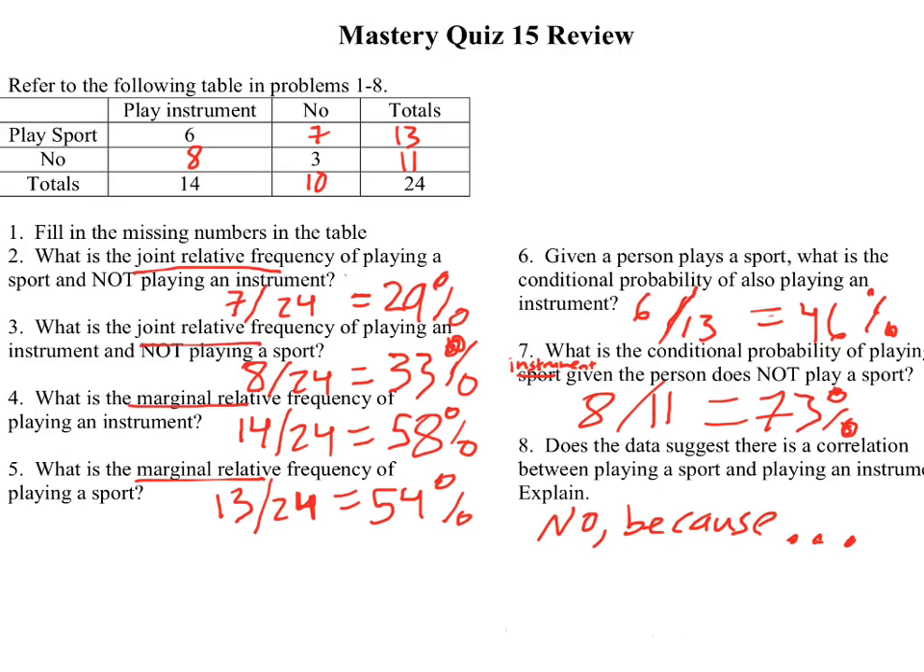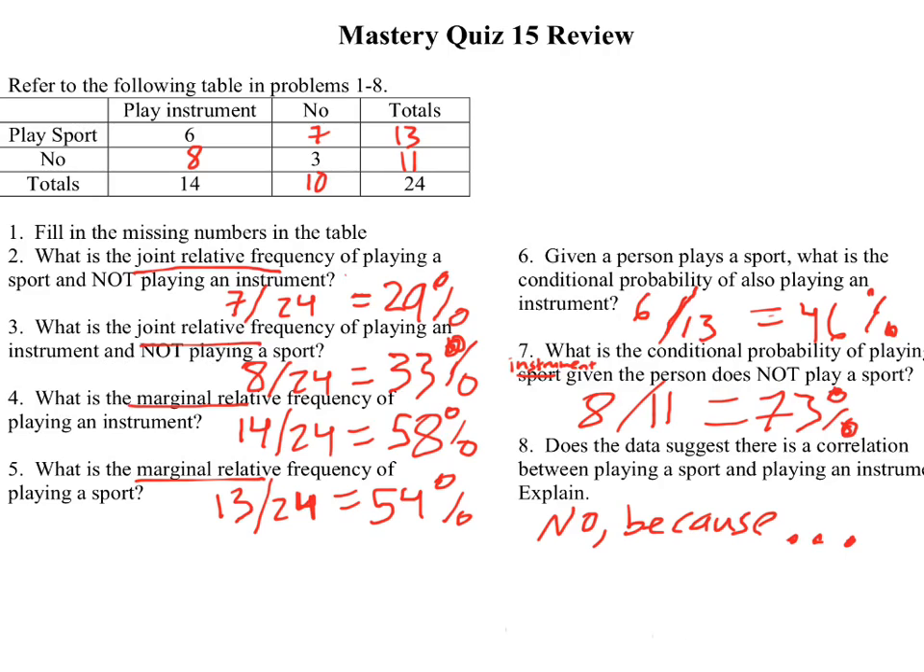Numbers 6, 7, and 8. On 6, because a person plays a sport, what is the conditional? Given a person plays a sport, so you're given this row here. It was a conditional probability of playing an instrument. So the given part tells you the total you're going to use. That's the 13 there. And plays an instrument lets you point at the 6 people there. So that's why it's 6 over the 13.